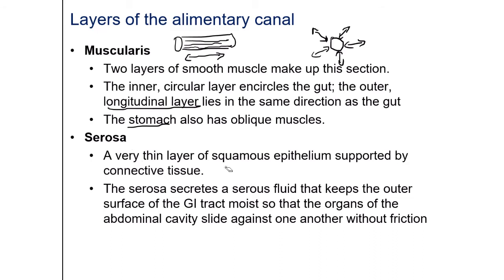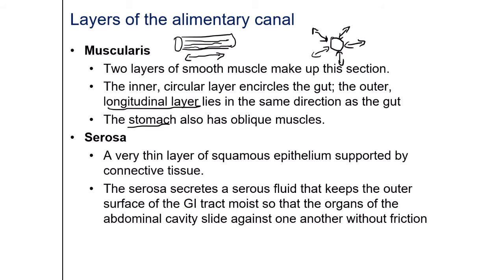Serosa is a very, very thin layer of squamous epithelium. Squamous means flat cells, and they're supported by some connective tissue that holds it all together. The serosa also secretes a serous fluid that keeps the outer surface of your GI tract moist, so that the organs in the abdominal cavity are going to be able to slide past each other without creating friction.